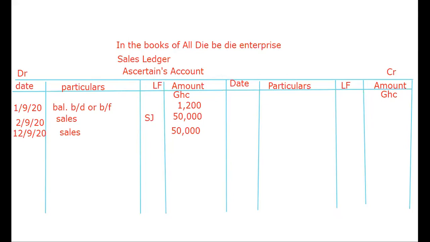So let's go to the cash transactions and the bank transactions relating to our customers. When did they pay? I think somebody talked about discounts. On the 4th of September, what happened? Received check from Ascertain, 40,000. Received check from whom? Ascertain. So here it should be what? Bank.